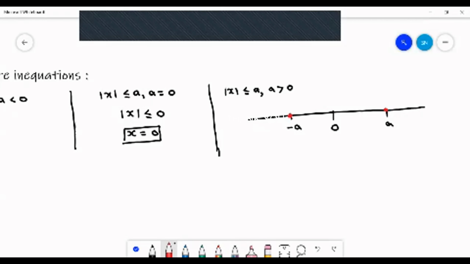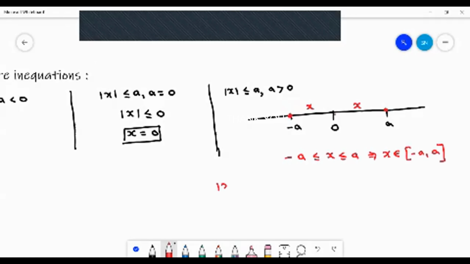So here modulus of x is equal to a, the solution is x is equal to a and x is equal to minus a. And this modulus distance is less than or equal to a. So that means all possible values of x must lie in between minus a and a. So this is x and this is also x. So any point in between minus a and a satisfies the inequation mod x less than or equal to a. Therefore, the solution set is minus a is less than or equal to x is less than or equal to a. That means x belongs to the closed interval minus a to plus a.